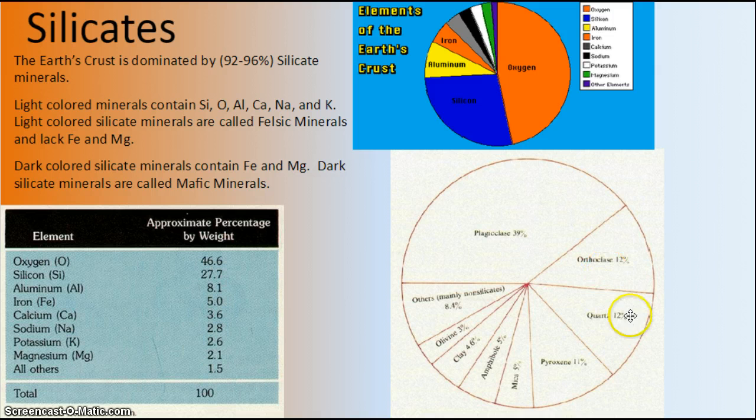Here I have quartz, which is silicon dioxide or SiO2, and then I've got pyroxene, which is 11%, and I start breaking down into smaller groups where I have my micas, my amphibole, I have olivine, which is all the way down at 3%, and then others, these are typically non-silicates, at about 8.4%. So the Earth is dominated by silicate chemistry.